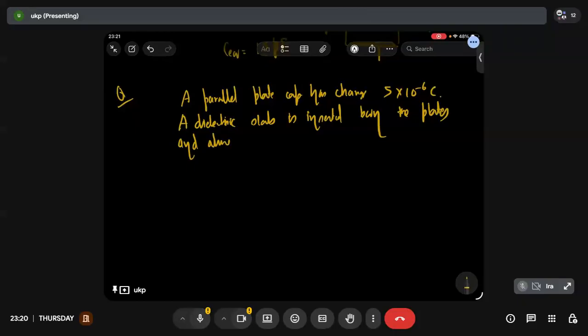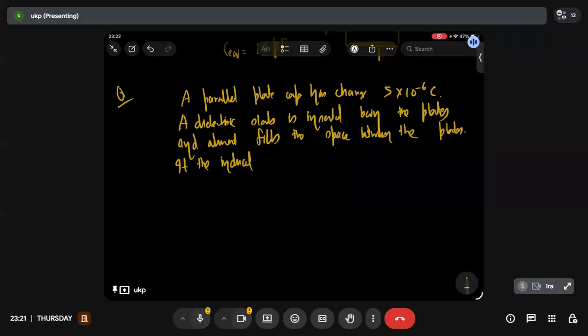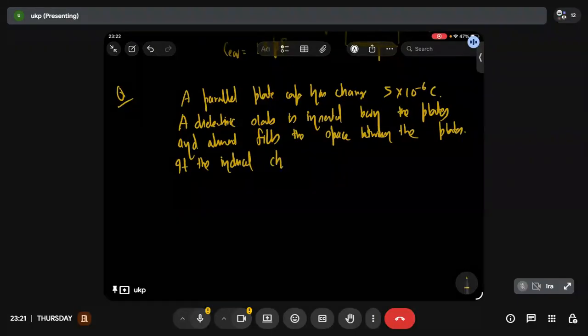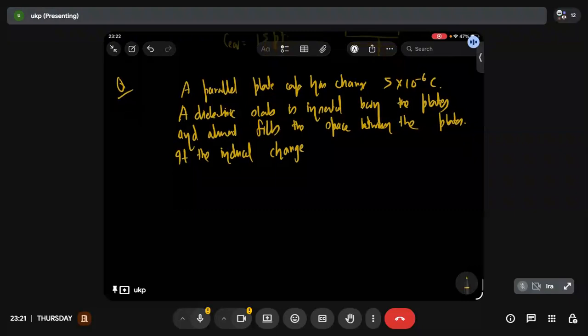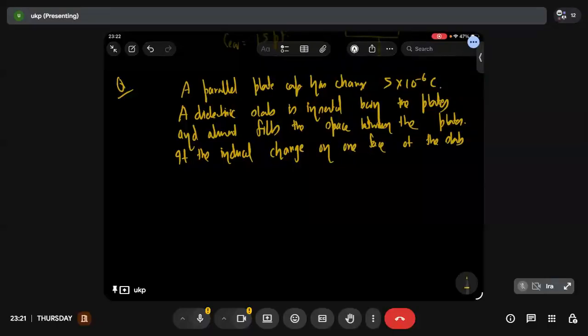and almost fills the space between the plates. ठीक है? It is given that if the induced charge, hopefully you remember the formula for induced charge. Can I hope everyone remembers the formula that we had derived for the induced charge during our foundation classes? If the induced charge on one face of the slab is 4 into 10 to the power minus 6 coulomb, you find out the dielectric constant.